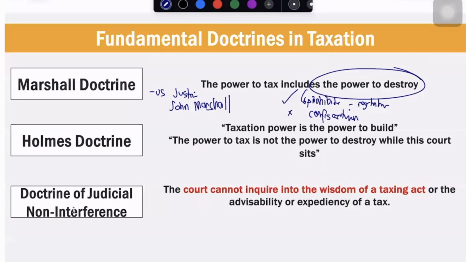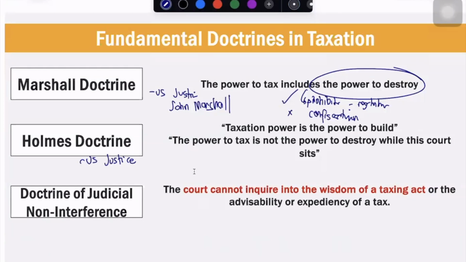Next, we have your Holmes Doctrine. So in your Holmes Doctrine, again, this came from a US justice. And who is that justice? That is Justice Oliver Holmes. Okay. So for Justice Oliver Holmes, taxation power is the power to build. The power to tax is not the power to destroy while the court sits. So what do we mean by taxation power? It's the power to build.